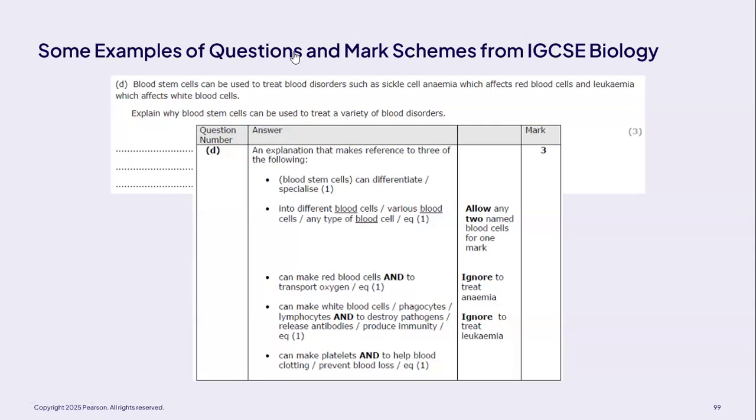So we've got, they can differentiate or specialize. Oblique line, it's an or, into different blood cells or any type of blood cell. The blood is underlined, so it must be included. Blood stem cells can only differentiate into blood cells, not into other types of cells. So that is important. You can allow any 2 named blood cells for 1 mark. So if they name the cells, they've got to give 2.